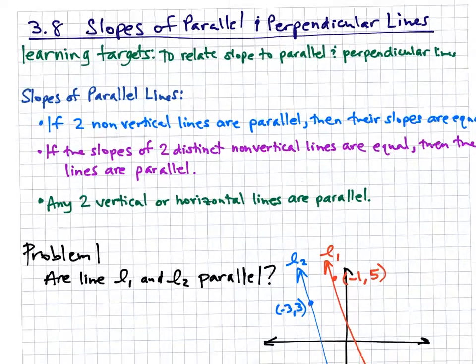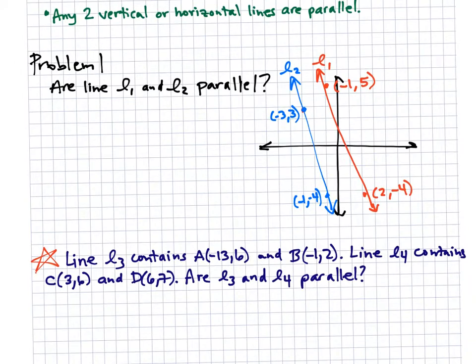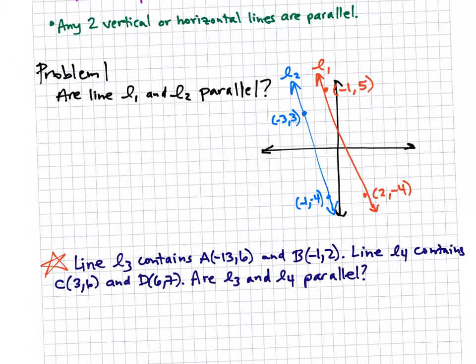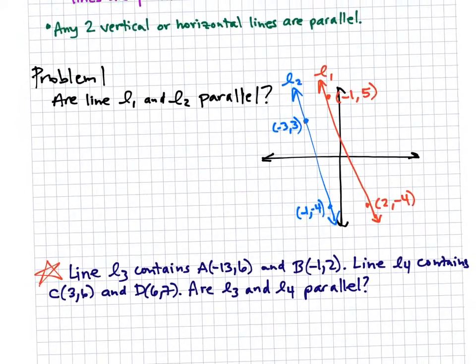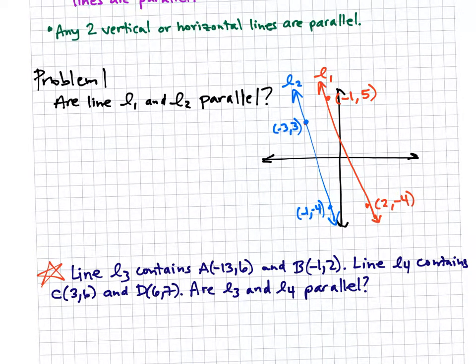Okay, let's look at a problem here. The problem asks, are line L1 and L2 parallel? So what we just learned is they would be parallel if they have the same slope, so let's find their slopes. So line L1, that's in red, so let's write this in red.